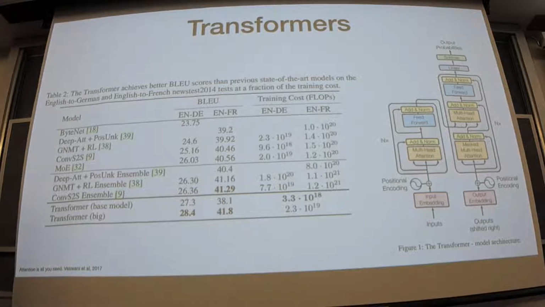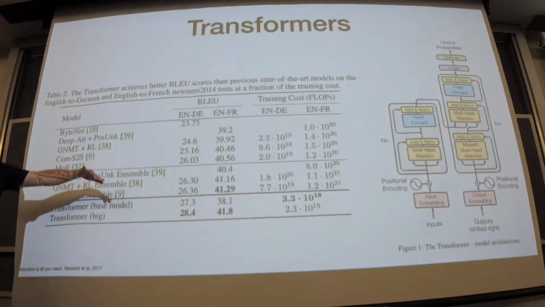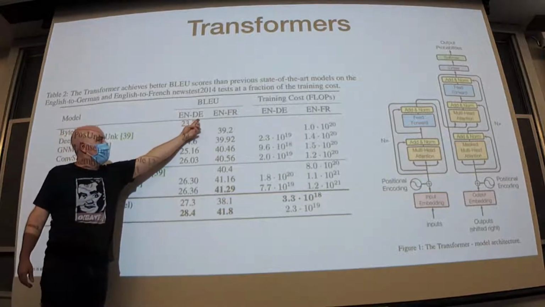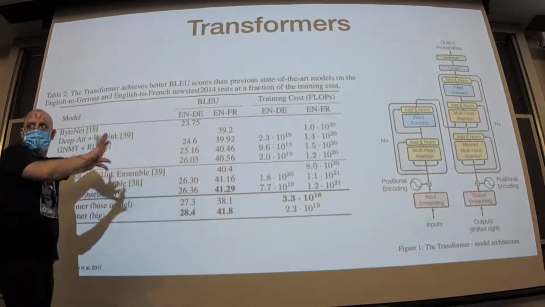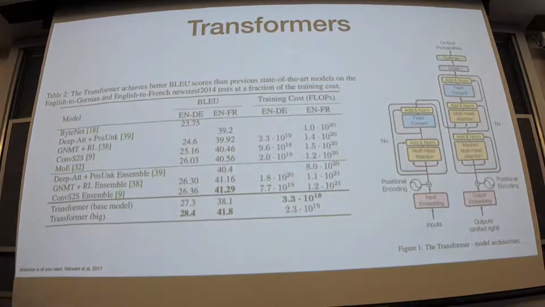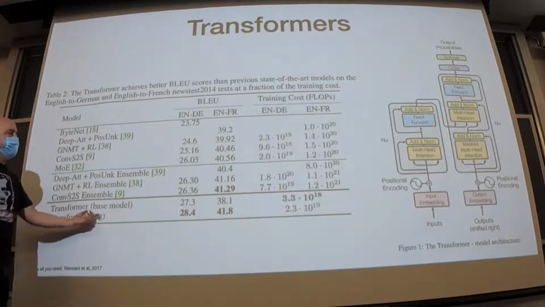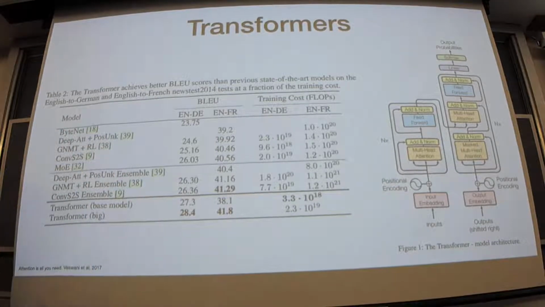Okay, so first of all, the results. Remember our BLEU score? We have an English to German translation task and an English to French translation task. It's the same task that we've seen a bunch of times. They're doing it now in 2017 with these transformers, and they get state-of-the-art BLEU scores.